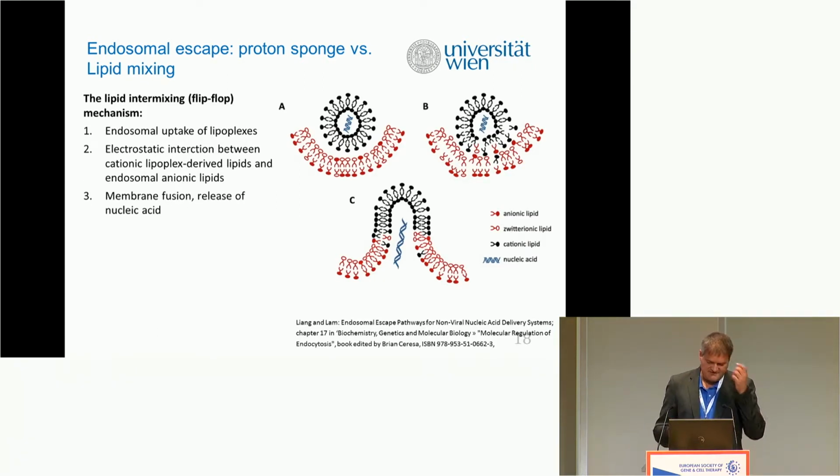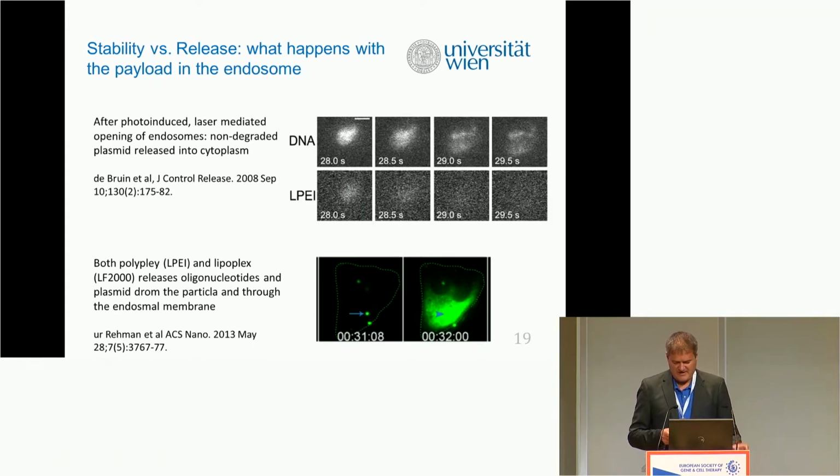Slightly different is the mechanism with cationic lipids. Here you usually also have internalization into intracellular vesicles, but then an intermixing process, a kind of flip-flop mechanism, takes place between the negatively charged lipids in the endosomal membrane and the positively charged cationic lipids in your lipoplex, and this in the end leads to release of your payload and rupture of the vesicle.